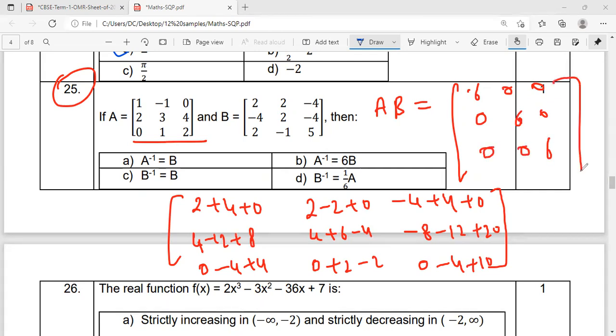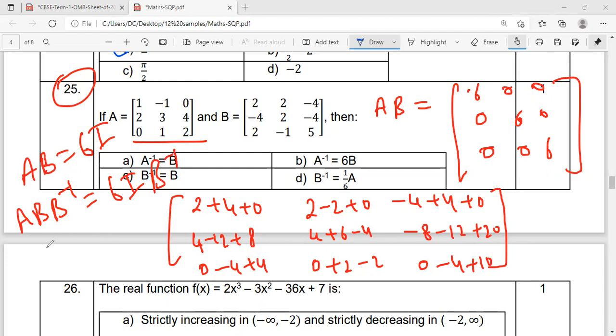0, 0, 6, which is an identity matrix into 6. So you are getting AB is equal to 6I. If AB is 6I, now you can write B inverse in terms of A. How? Multiplying both sides by B inverse. What do you get? AB into B inverse equals 6I into B inverse.